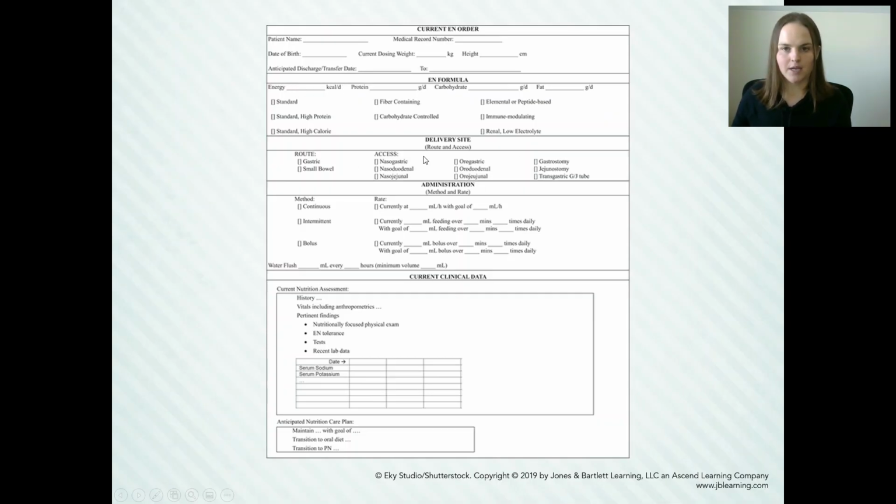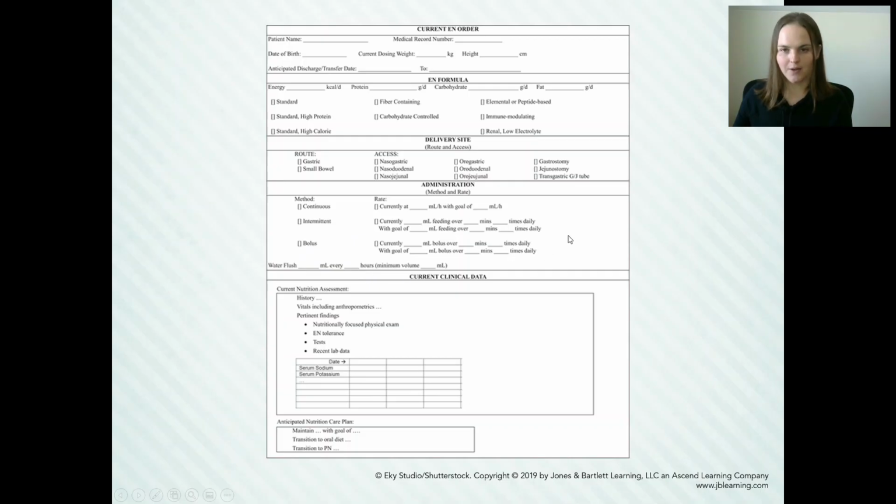And then you want to indicate how you're going to give that. So which route are you going to use? And then providing the method and the rate. So is it continuous? Is it intermittent? Is it bolus? And then what's your goal rate? So I think those are all important considerations of the order. And then, of course, you also want to include a water flush.